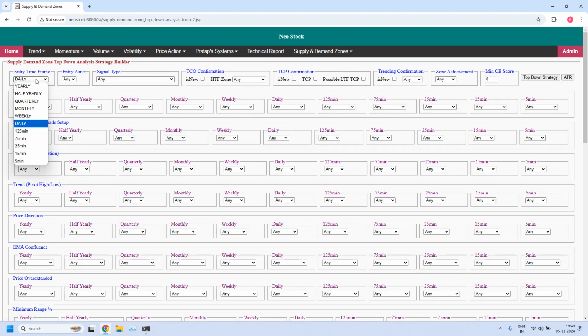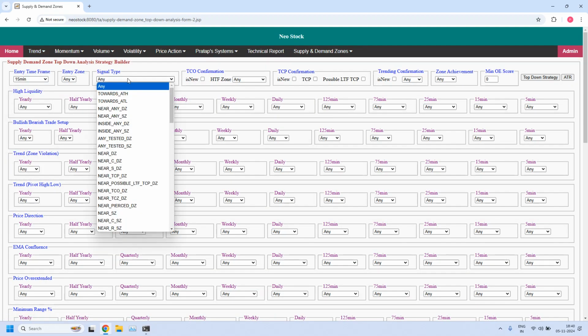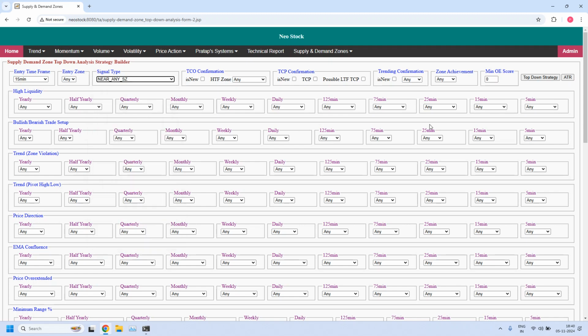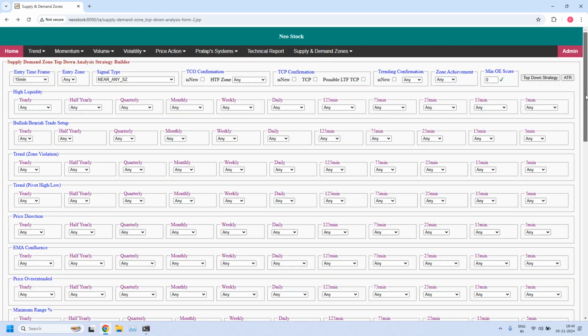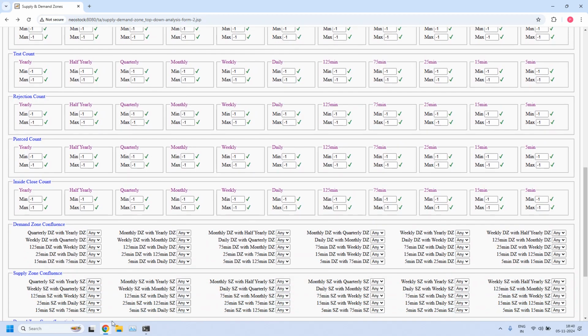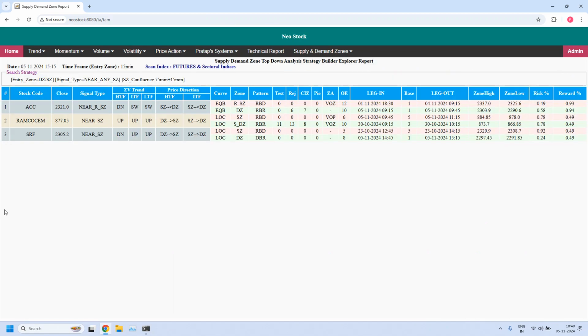Okay, next one for 15 minutes time frame. Let us find the stocks near 15 minutes supply zone. 3 stocks are filtered. Let's verify whether any of these 3 stocks have ITF supply zone confluence. That is 15 minute supply zone with 75 minute supply zone confluence. So I enable the filter. With this filter, we got all the 3 stocks. That means in all the 3 stocks, 15 minute supply zones are part of the 75 minute supply zone. That is what zone confluence is.